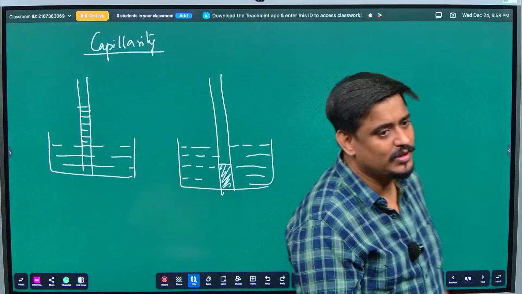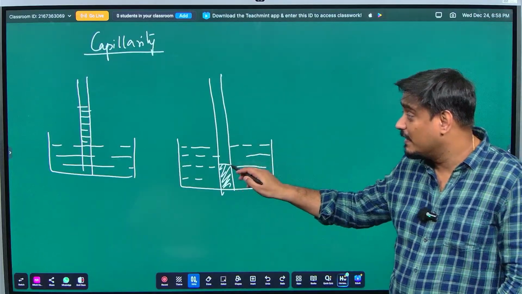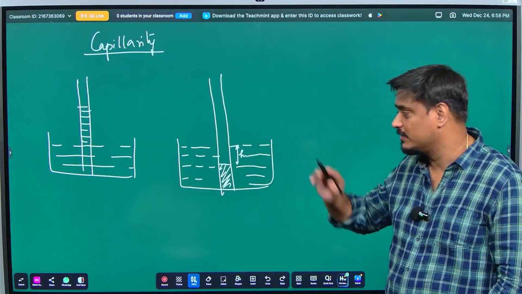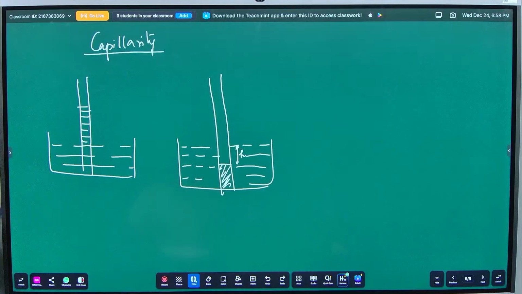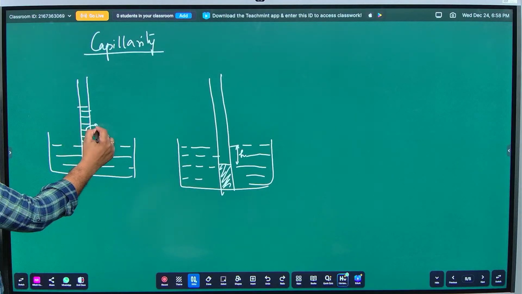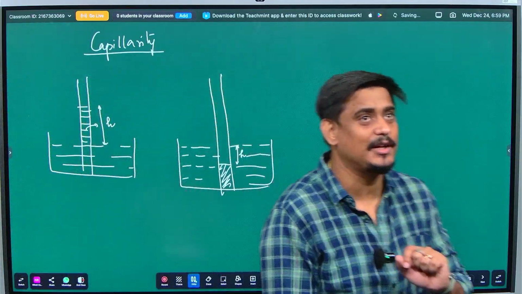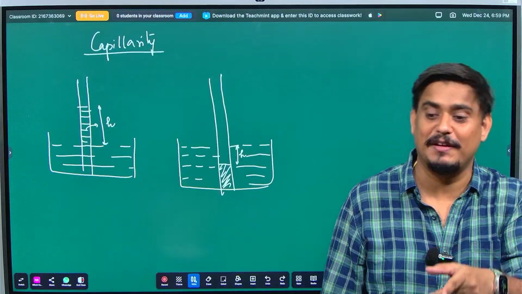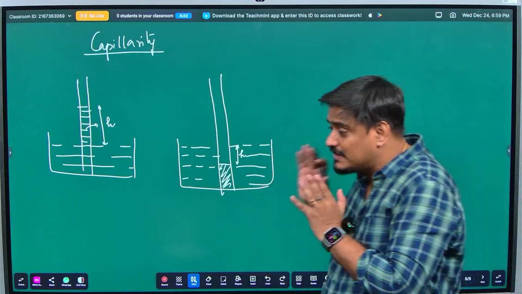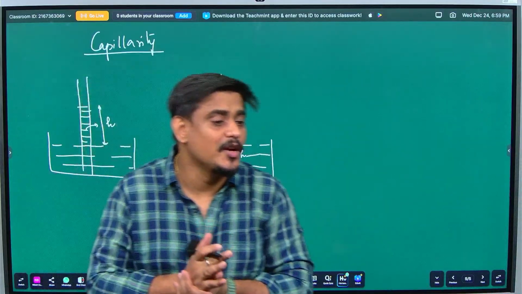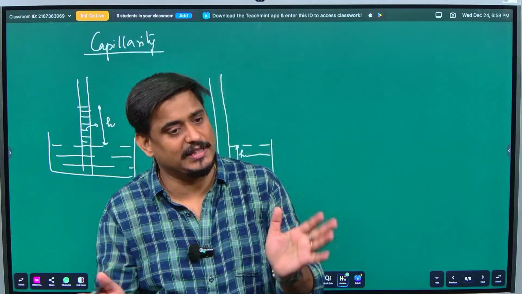Which case do you know? In the case of mercury, because the cohesive force is more than the adhesive force, there will be a fall. This is called capillary fall. And if there is water, which has more adhesive force than cohesive force, then we will have a capillary rise. That's why while defining capillarity, I said the rise or fall of a liquid inside a narrow capillary tube. Are you getting my point? So which liquids will rise? The liquids whose adhesive force is more than the cohesive force. Which liquids will fall? Those with cohesive force more than the adhesive force.